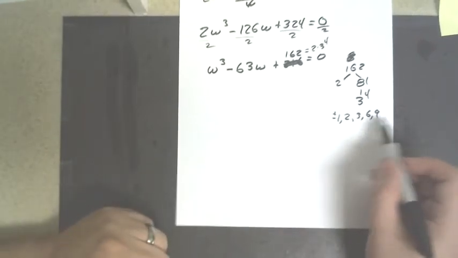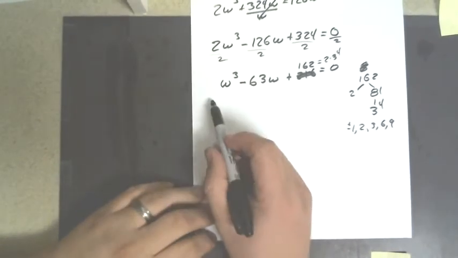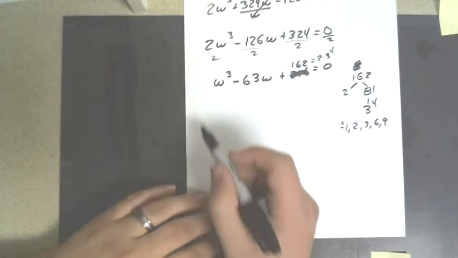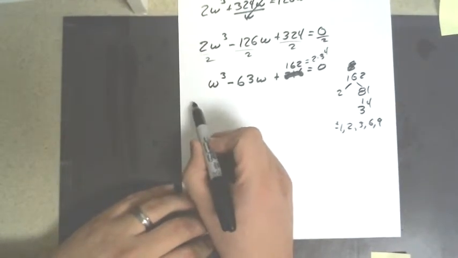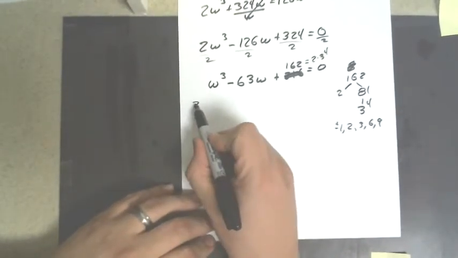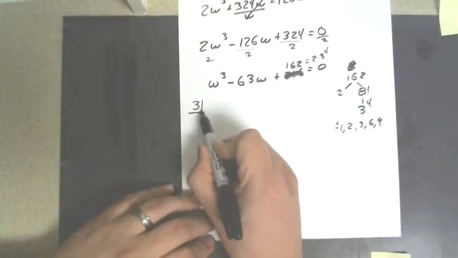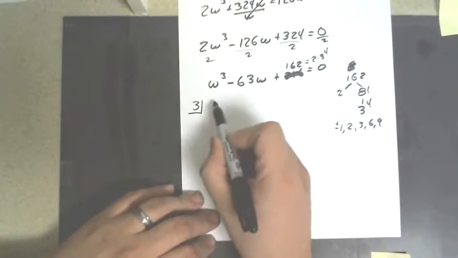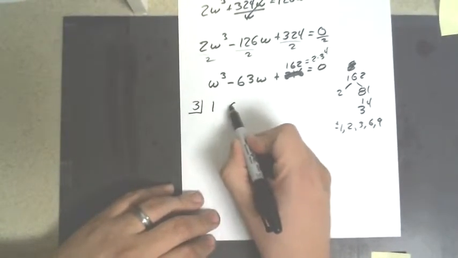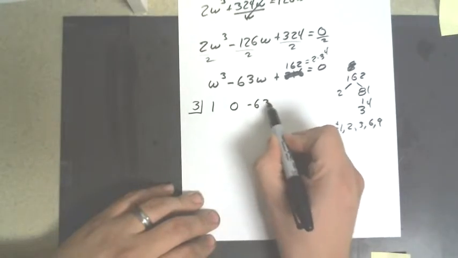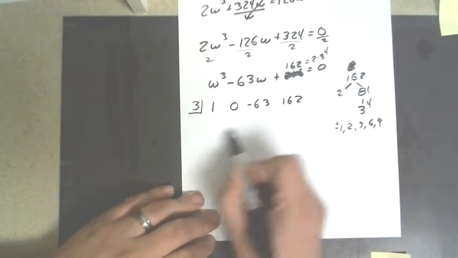Now you could look at the graph to give yourself a better sense of checking. I'm going to start checking with the 3s, 6s, and 9s just because I've looked at the graph. So let's start with that 3. So we're going to do synthetic division with our 3. Our coefficients are 1, 0, negative 63, and 162.